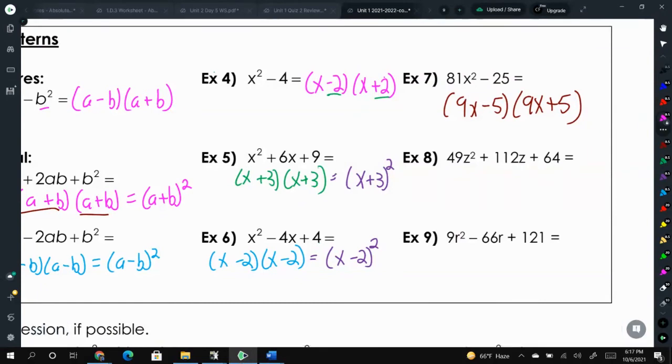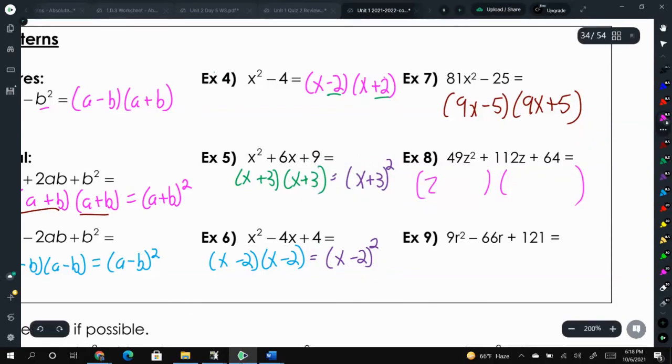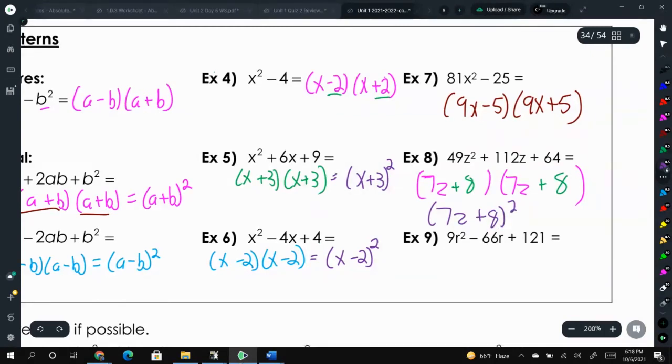We look at this problem here, 49z squared plus 112z plus 64. We have 49z squared, which is a perfect square. That's going to be 7z, 7z. And 64, the square root of 64 is 8. So it's going to be plus 8, which could also be written as 7z plus 8 squared, since we have the same thing.